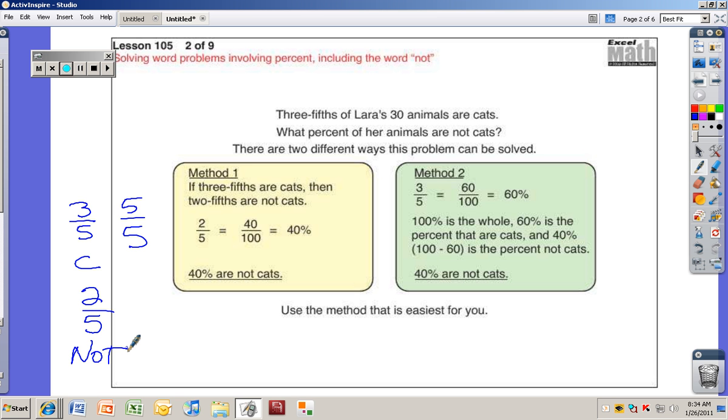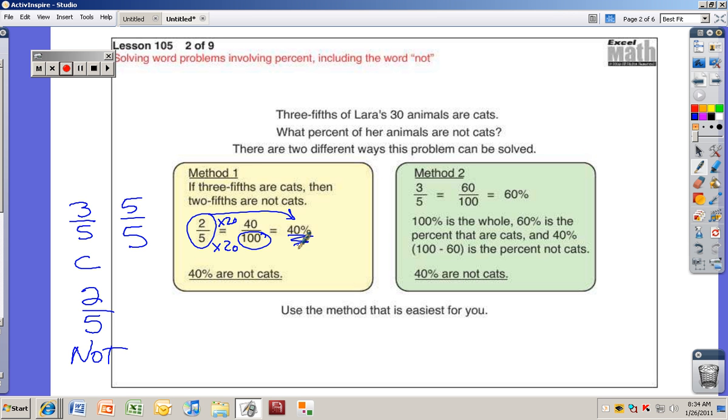Make sense? So if 2/5 are not cats, and we want to change that 2/5 into a percent, we have to make it out of 100. So 5 times 20 is 100. We have to also multiply 2 times 20 to get the 40. So 40% are not cats.